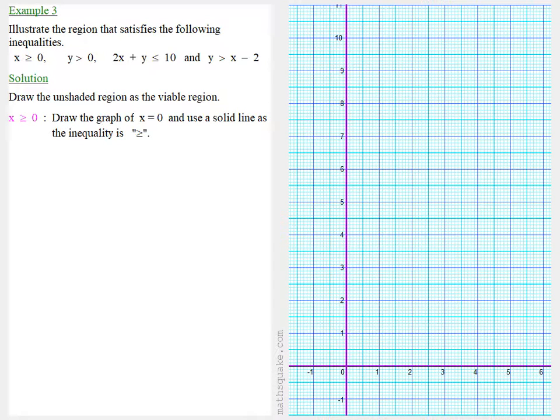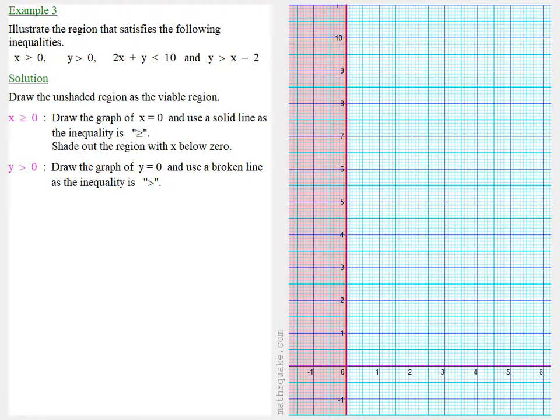To do this, we're going to draw the unshaded region as the viable region. Now consider x is greater or equal to 0. We're going to draw the graph of x equals 0 and use a solid line as the inequality is greater than or equal to. This is just the y-axis, and we shade out the region for values of x below 0. For y is greater than 0, we draw the graph of y equals 0, but use a broken line as the inequality is greater than without an equals. Now that's actually the x-axis. We're going to shade out the region below the x-axis, that is where y is below 0.